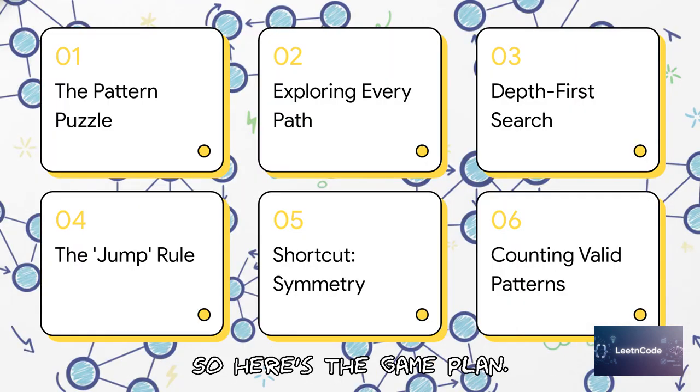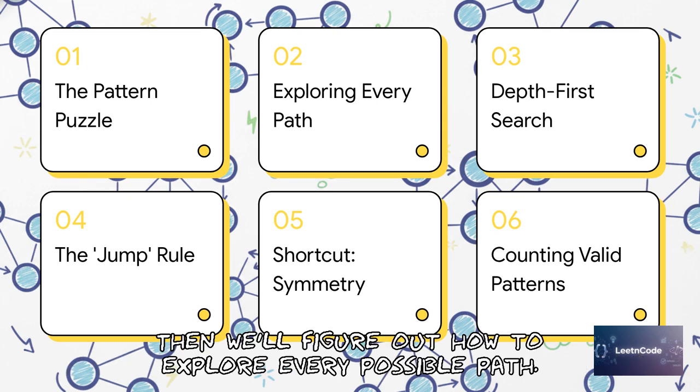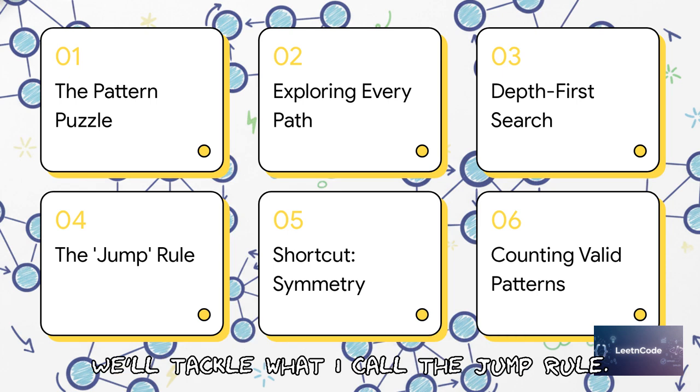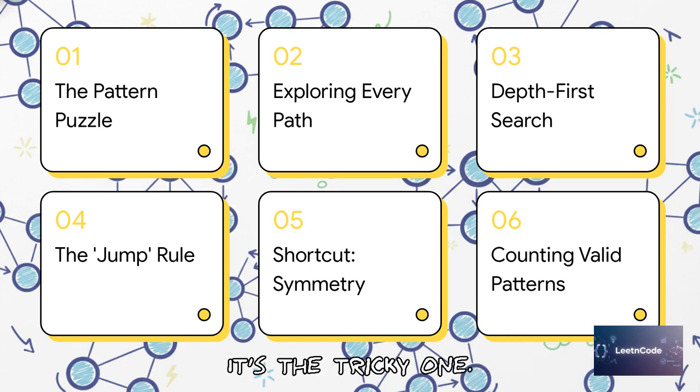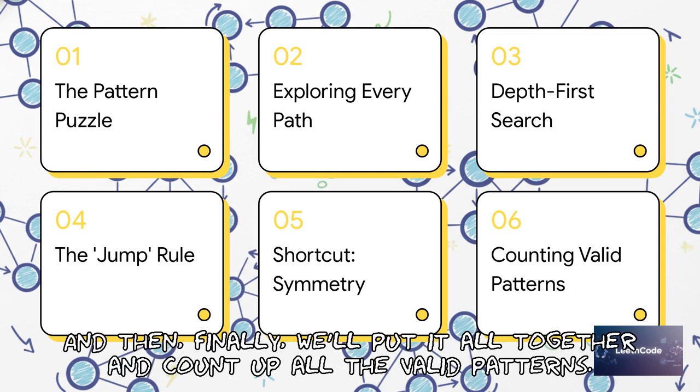So here's the game plan. First, we'll get the rules of the puzzle straight. Then, we'll figure out how to explore every possible path. We'll tackle what I call the jump rule. It's the tricky one. After that, I'll show you a really cool shortcut using symmetry, and then, finally, we'll put it all together and count up all the valid patterns.